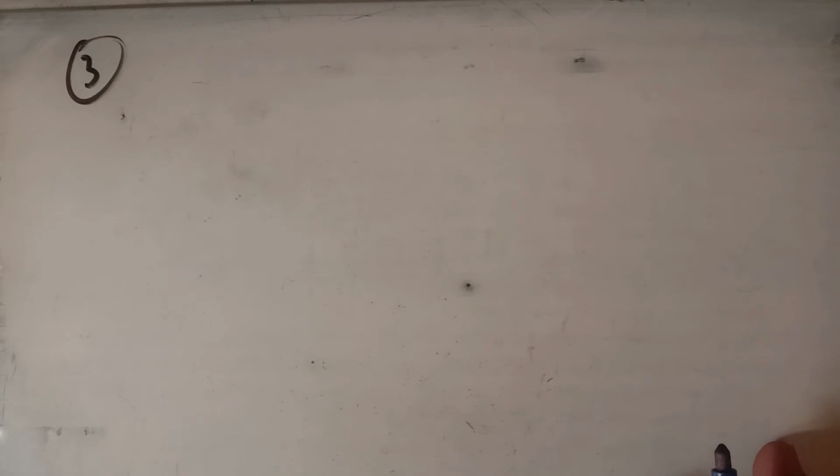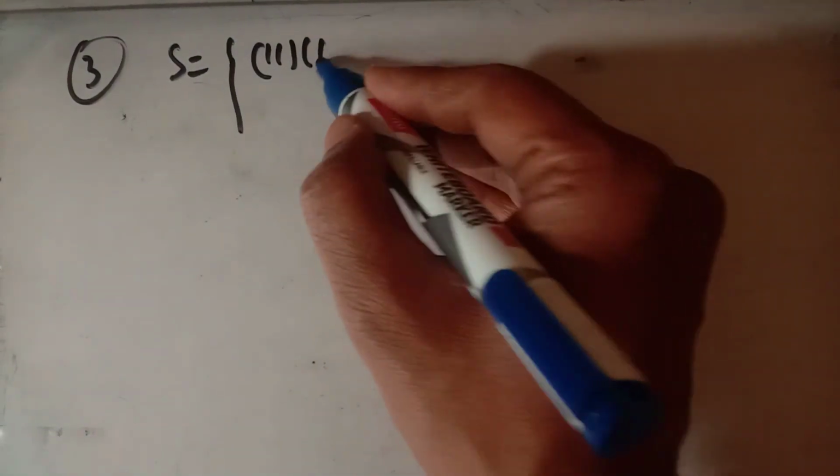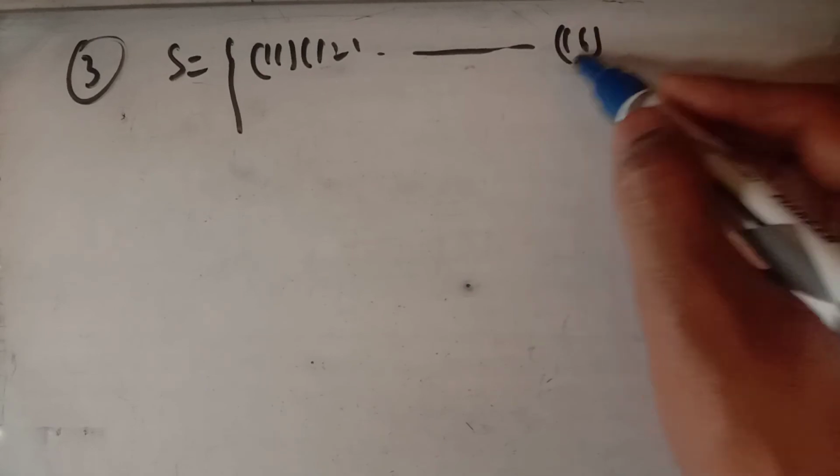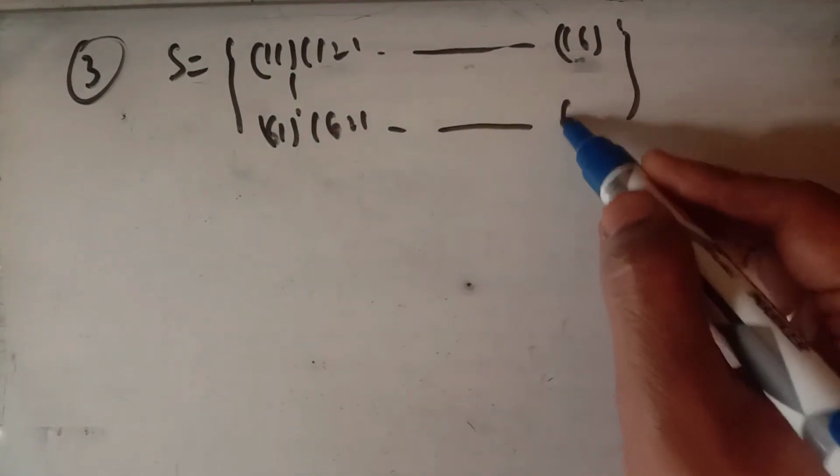So in question number 3, an event involves rolling a pair of dice and recording the numbers that are coming up. So the sample space, we know it for a pair of dice, so 1 1, 1 2 and so on, 1 6. Total 36 will be there. You know it, the sample space. आपको बहुत अच्छी तरह से आता है.